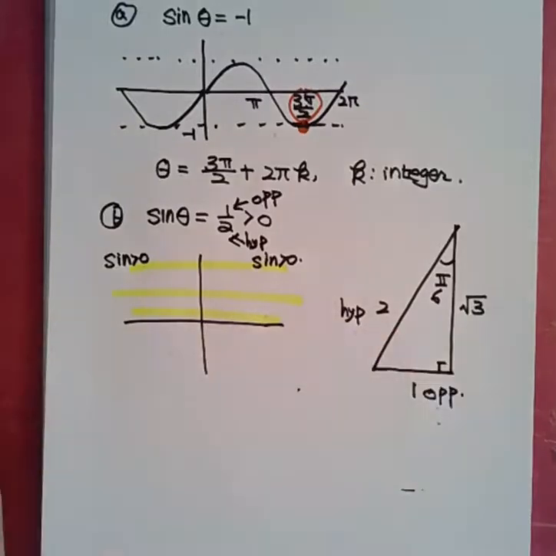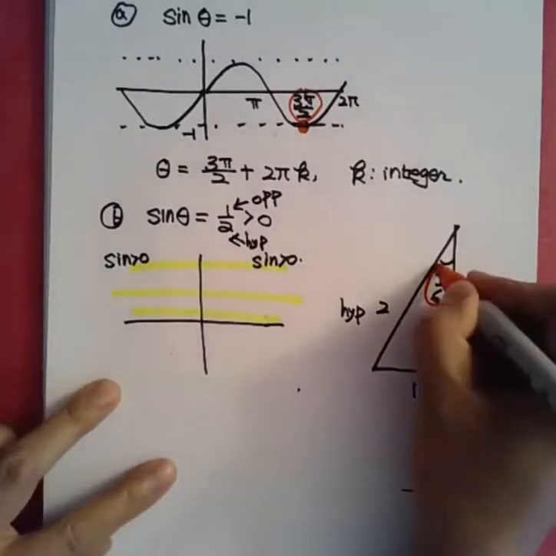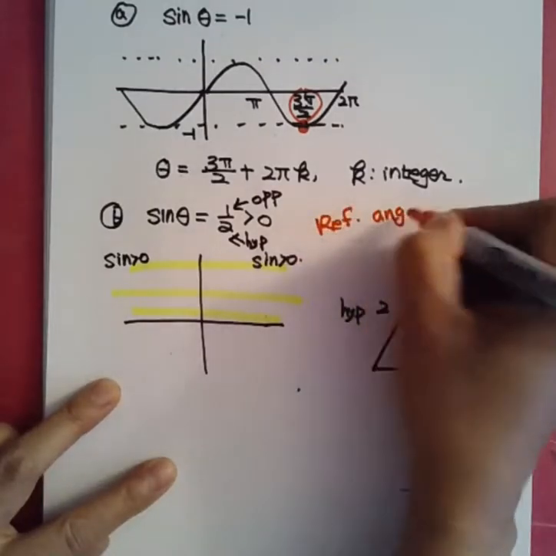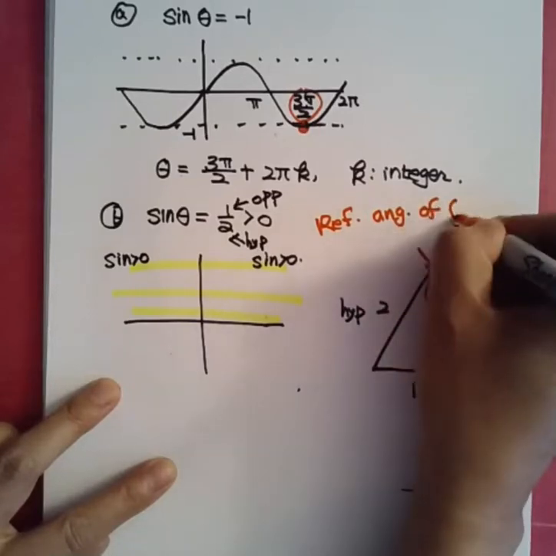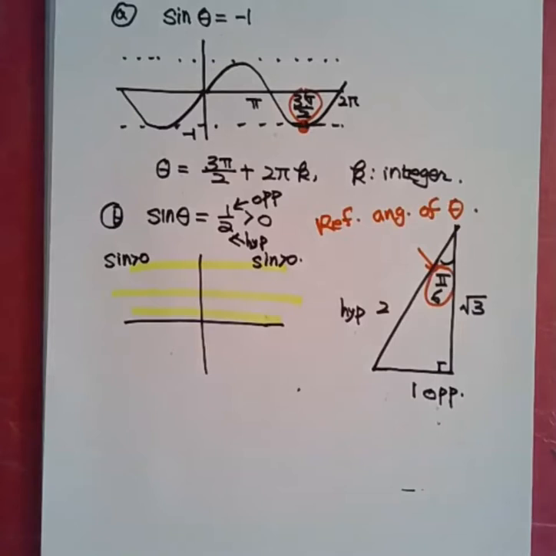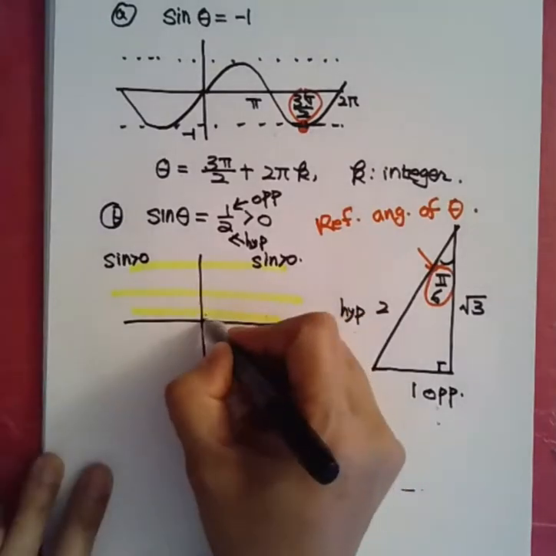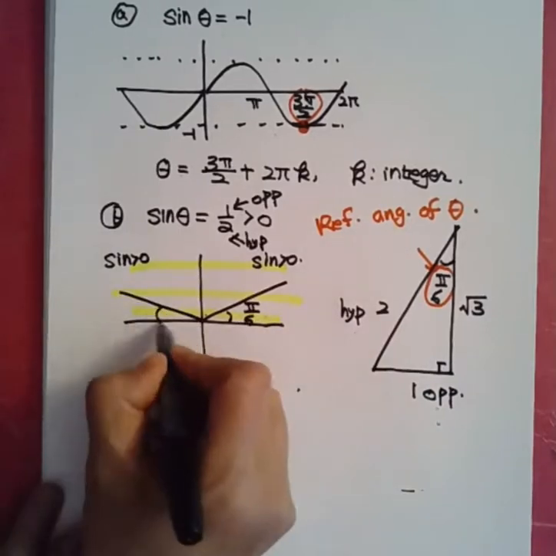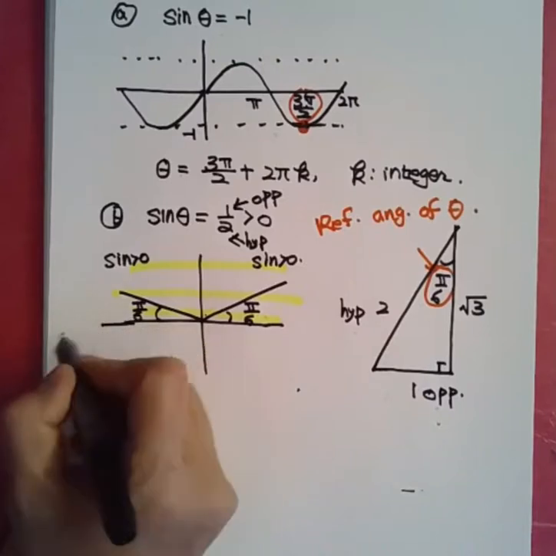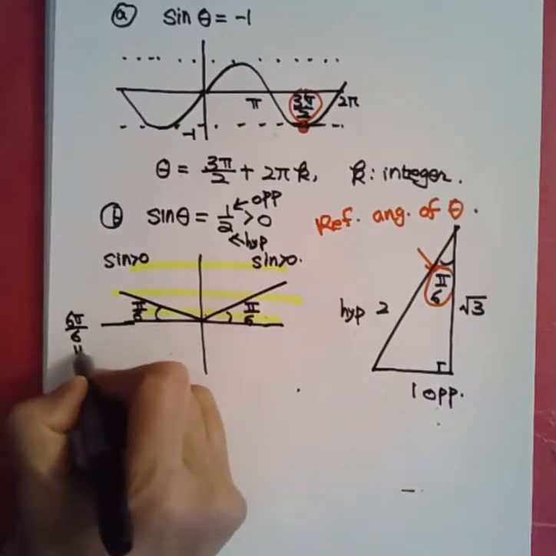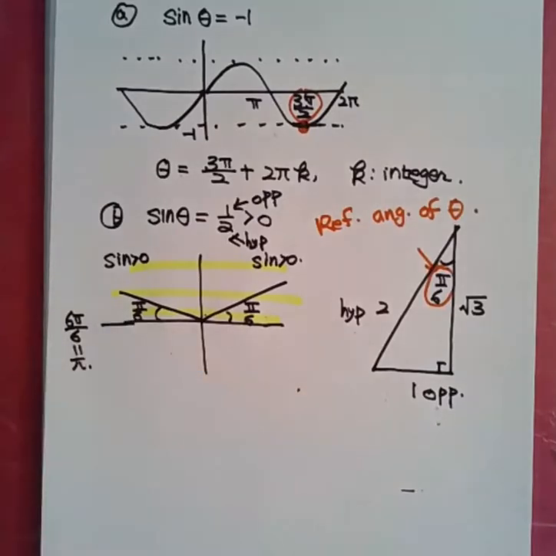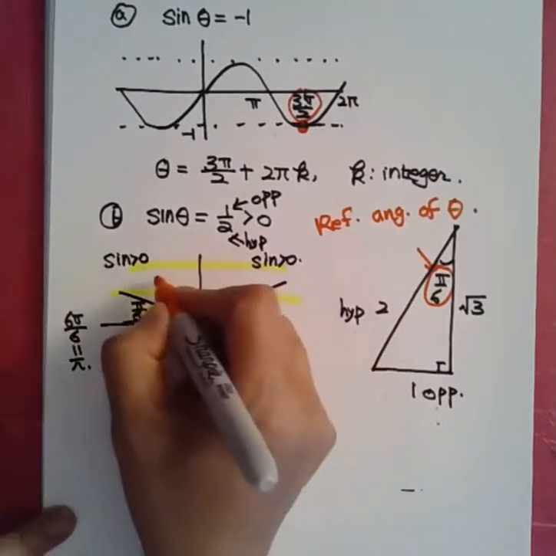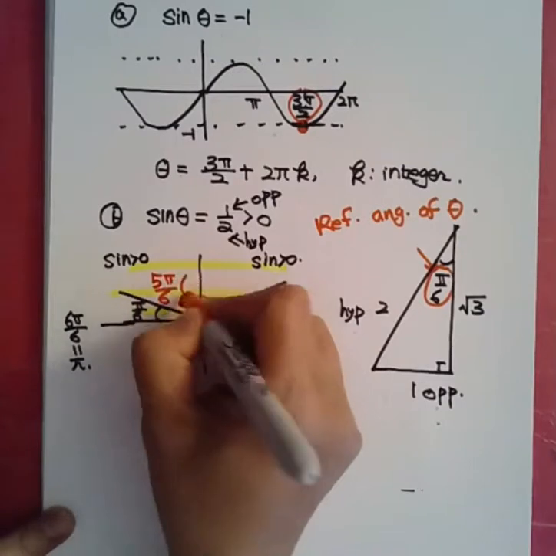So pi over 6 is the reference angle of theta. The angle should be the angle in the first and second quadrant with the reference angle pi over 6. This is 6 pi over 6. So one solution is pi over 6 and the other solution is 5 pi over 6.